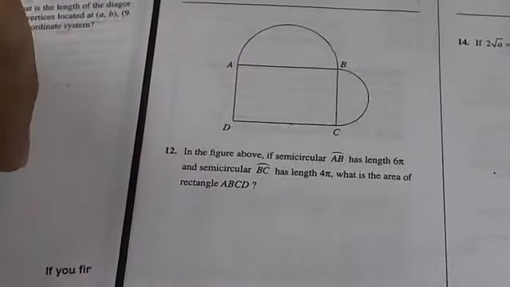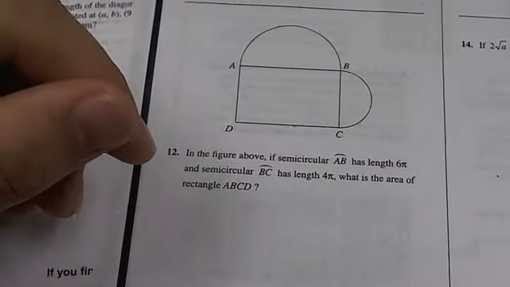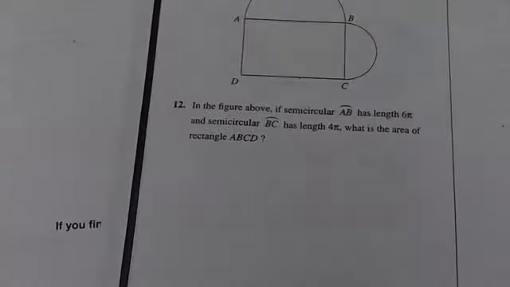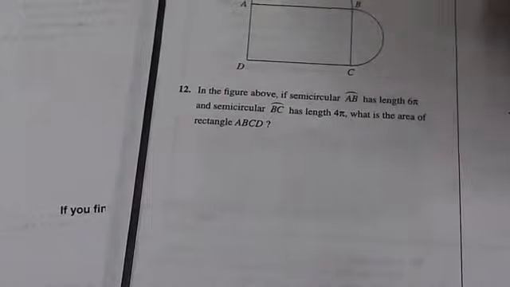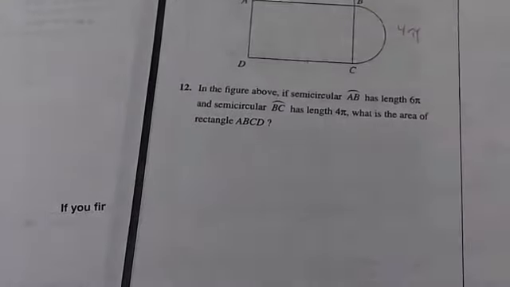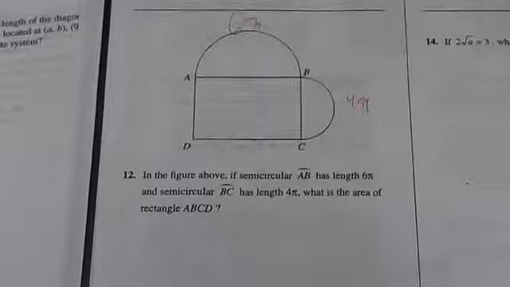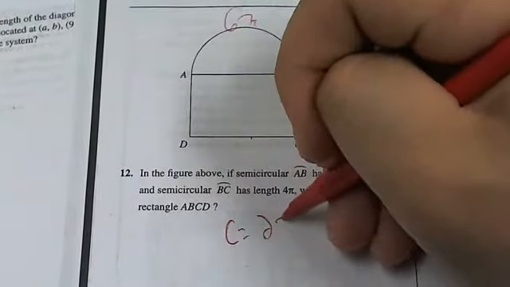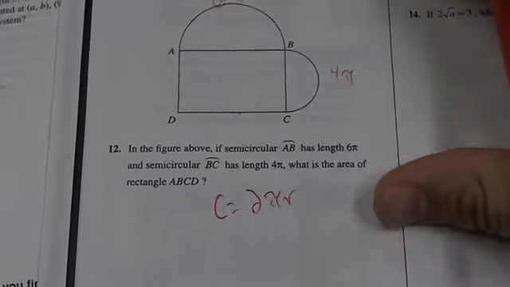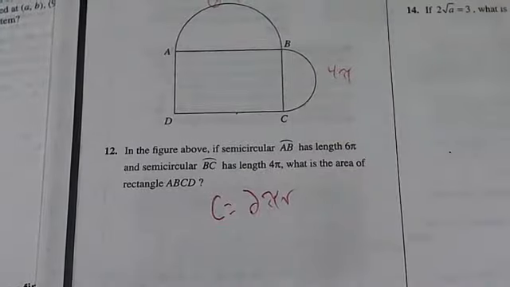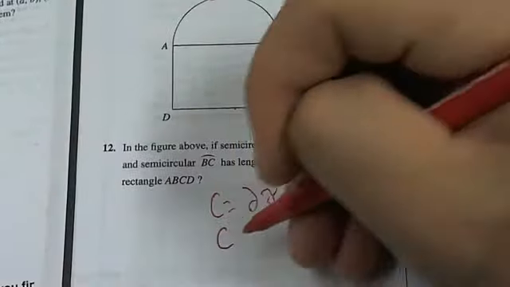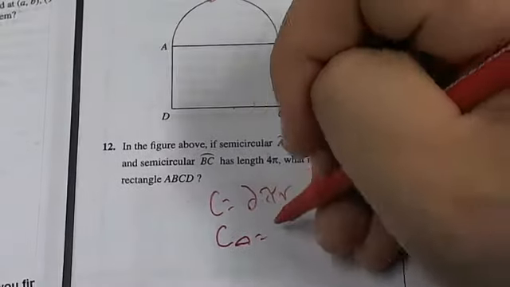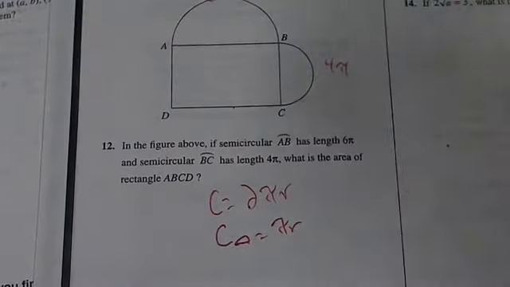Number 12. In the figure above, if semicircular arc AB has a length of 6 pi, so this is 6 pi, and this is 4 pi. Alright, so remember, this is the circumference. Circumference of a full circle is what? 2 pi r, right? But this is a half circle, a semicircle. Circumference of a semicircle is just half of this. So what's 2 pi r divided by 2? So it's pi r. Alright?